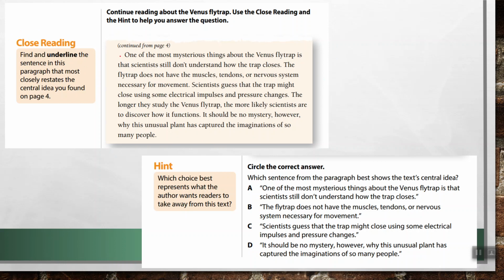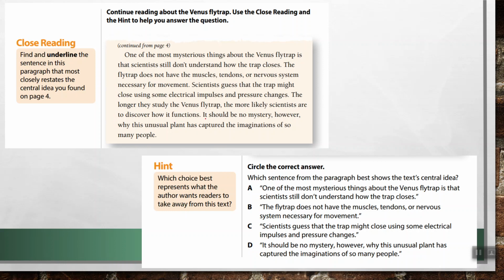One of the most mysterious things about the Venus flytrap is that scientists still don't understand how the trap closes. The flytrap does not have muscles, tendons, or nervous system necessary for movement. Scientists guess that the trap might close using some electrical impulses and pressure changes. The longer they study the Venus flytrap, the more likely scientists are to discover how it functions. It should be no mystery, however, why this unusual plant has captured the imagination of so many people.